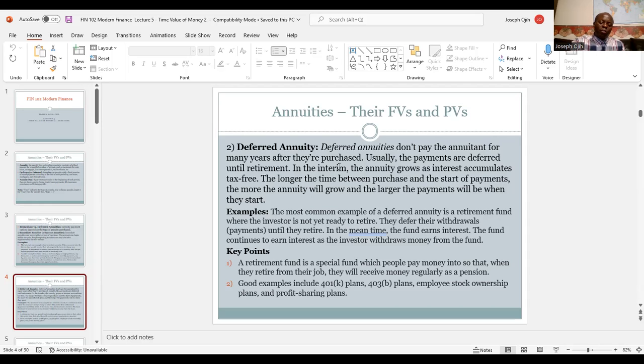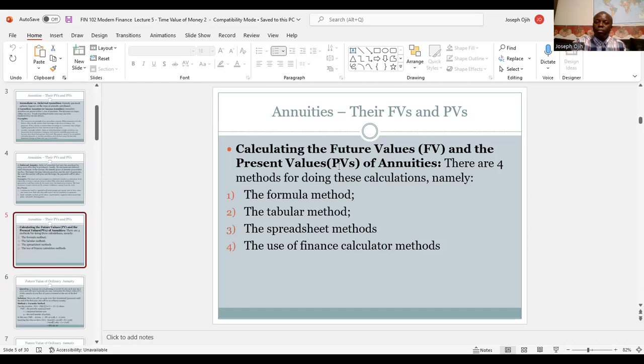Now, I think I have given you enough background about annuities. Now, let us take a look at how to calculate their future values and their present values. When it comes to calculating the future values and present values of annuities, there are 4 methods we can use. I will call them 4 options. You can use the formula method, or you can use the tabular method, using a table, or the spreadsheet method. For those of you who have a finance calculator, you can use that if you have one. That's the 4th method.